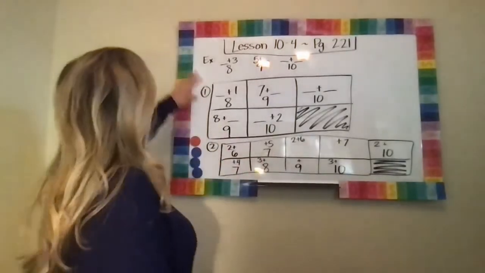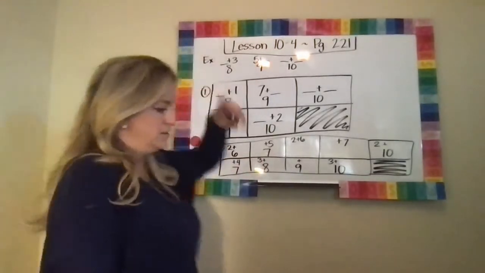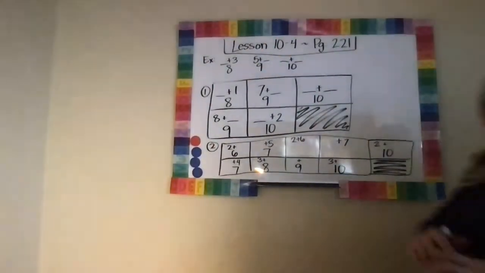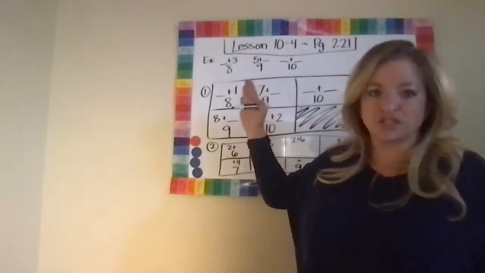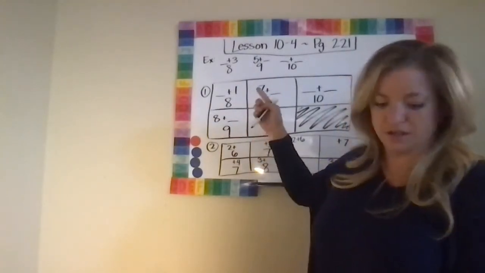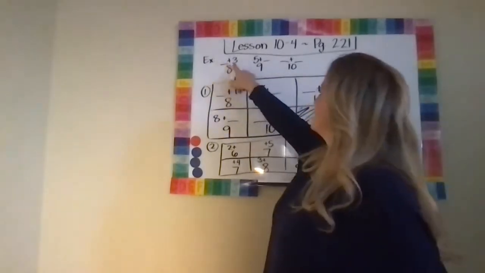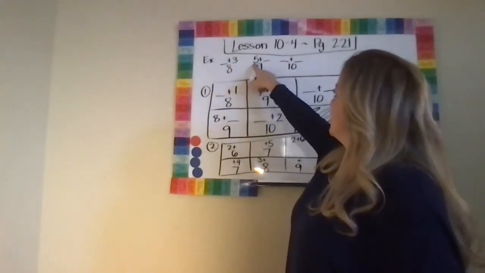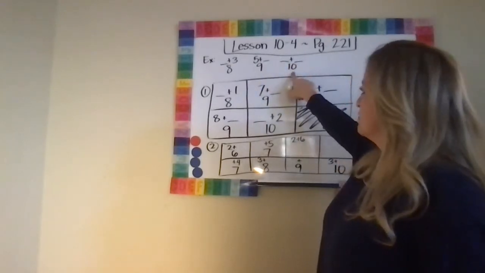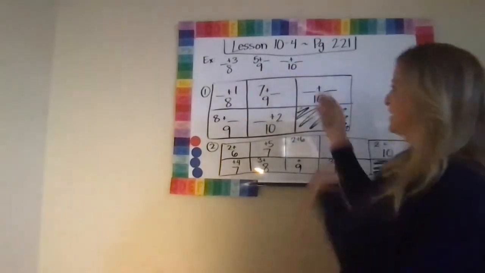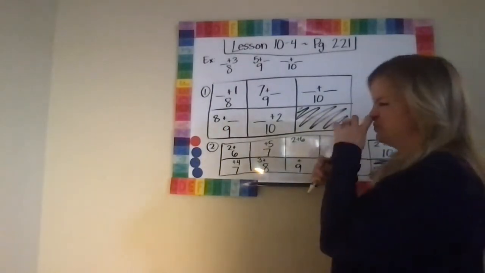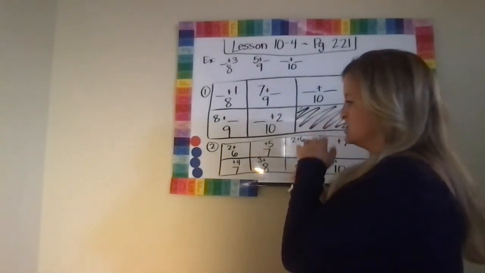So up here, I know it might be hard to see because of the glare. Let me fix that really quick. I have just the bottom row of that example. So I didn't write the top row, I just did the bottom row. So it says blank plus 3 equals 8, 5 plus blank equals 9, blank plus blank equals 10. So we're looking for patterns.